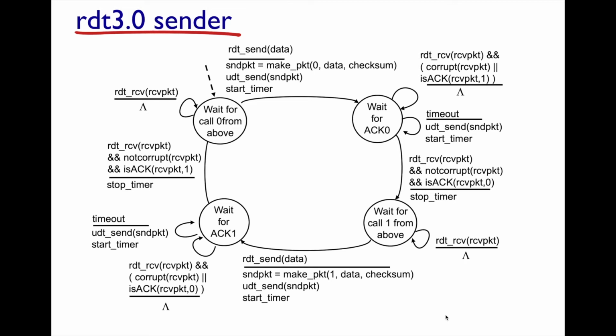Now I won't go through all of these. What I will do is look at the timeout, right? The timeout fires, that means you haven't gotten ACK 1. So you do a resend, and that resend is of that packet stamped with sequence number 1. You've saved that aside just in case you need to resend it. So then you're going to stop the timer if you get the correct ACK. You get RDT receive, it's not corrupt, and the ACK number is ACK with sequence number 1. So you're going to stop the timer, and now you're waiting for call 0 from above again.